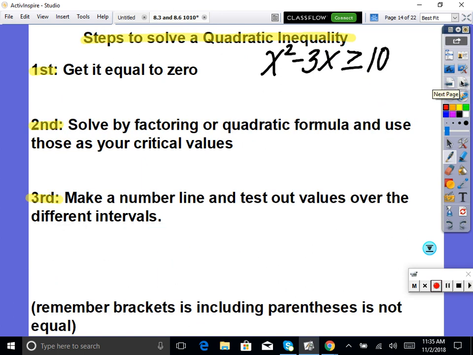Okay, so here are the steps. We're not going to want to graph them, and we can solve by graphing if we really wanted to, but I don't want to graph them. Make a number line and test values. Here are the steps to solve a quadratic inequality. First, get it set equal to 0. Why? Because we can find zeros the easiest.